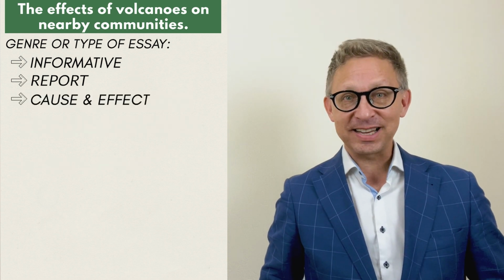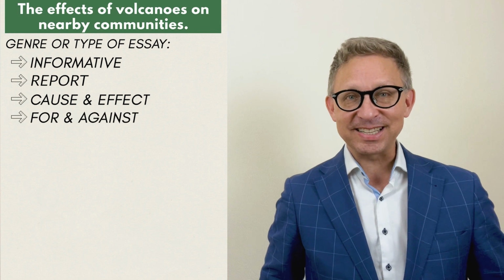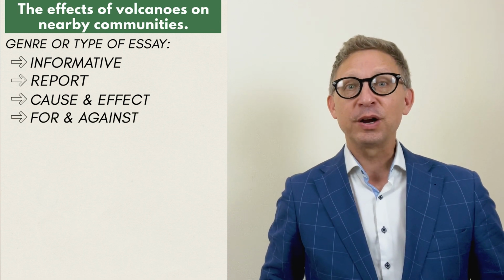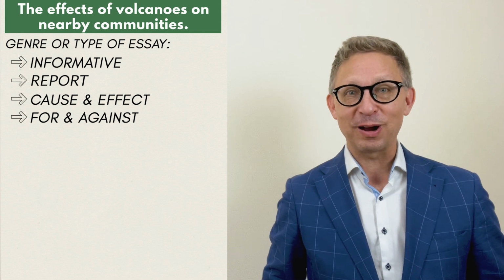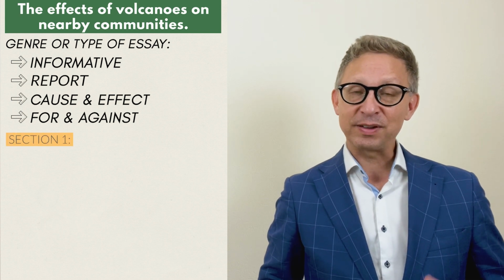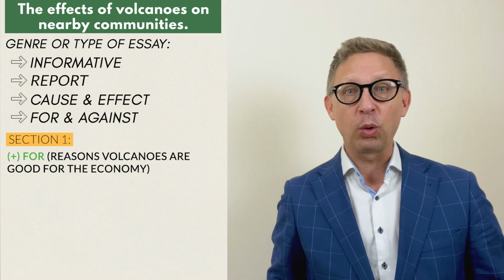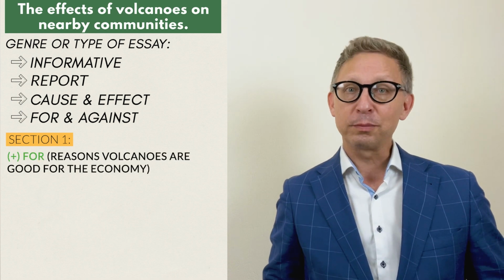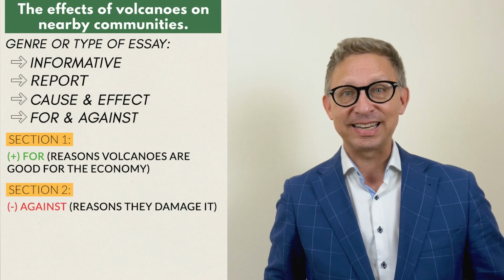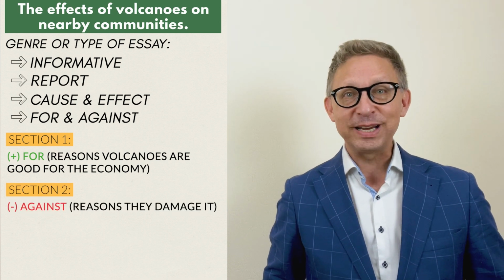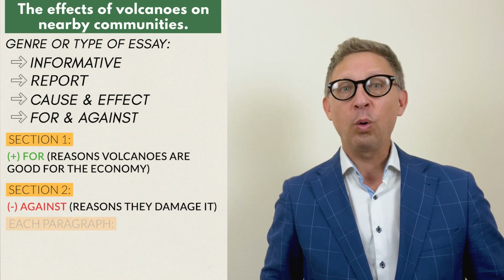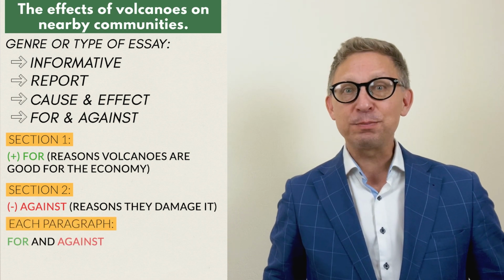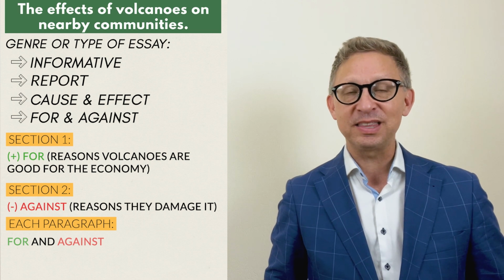Like cause and effect essays, for and against essays have their structure built into the genre. There are two basic ways to write this essay. We can have a section 1 devoted to for, reasons volcanoes are good for the economy, followed by section 2 of the essay against, that is, reasons they damage it. Or you can place for and against within each paragraph according to themes.